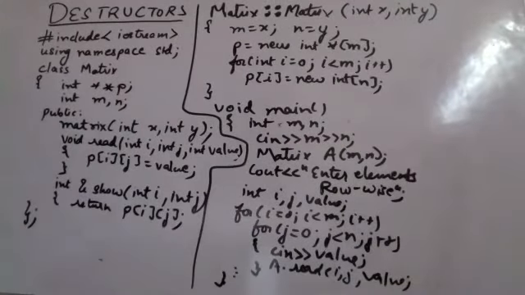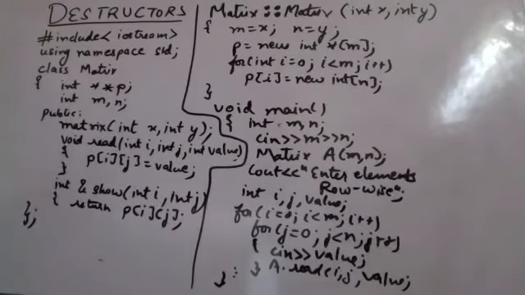To understand the concept of destructors, we have taken an example. What is a destructor? A destructor is used to destroy the objects that have been created by the constructor. जो objects हमारा constructor create कर रहा है उसे destroy करने के लिए destructor चाहिए.